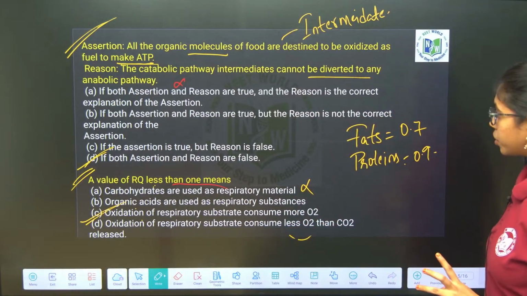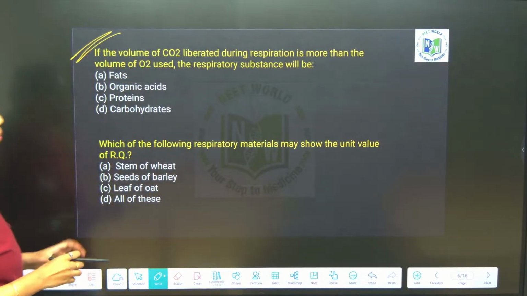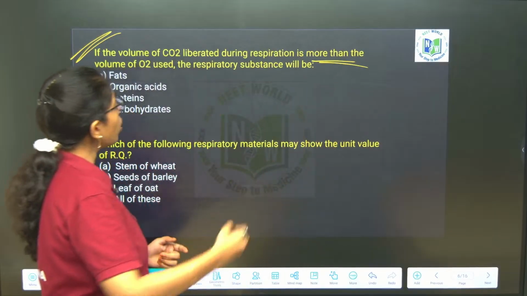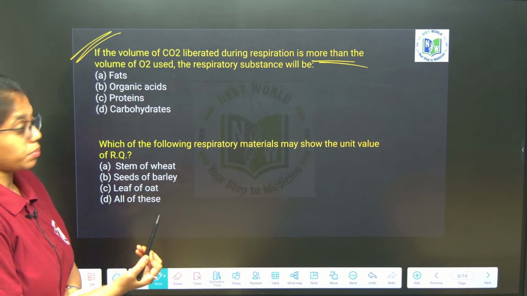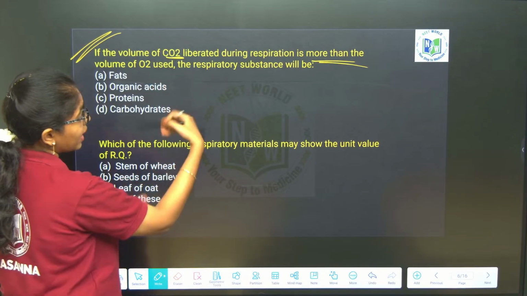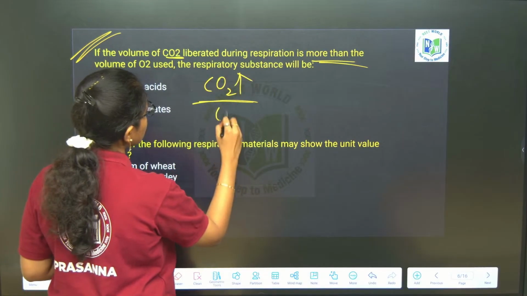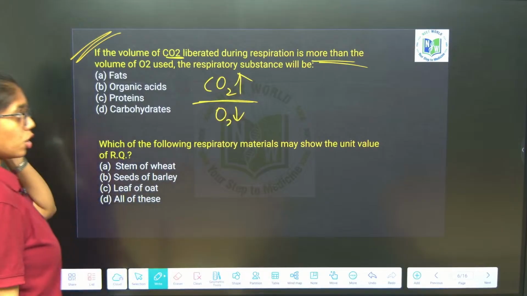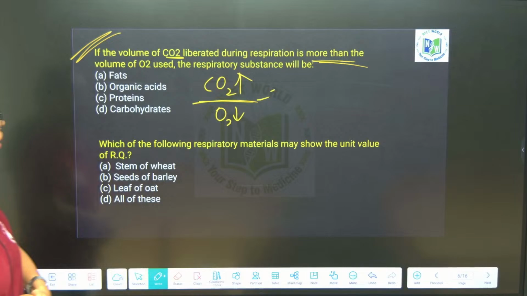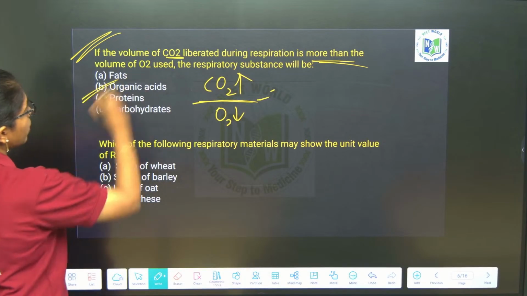Okay. Next, this question you look into, ma. If the volume of carbon dioxide liberated during respiration is more than the volume of oxygen used, the respiratory substrate will be? Look into the question properly. Carbon dioxide liberated will be more and oxygen consumed will be less. So here the numerator will be greater than the denominator. So the value will be greater than 1 only, right? So here the answer will be option B.